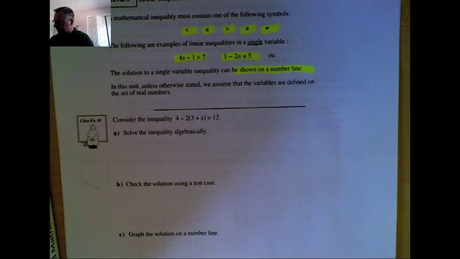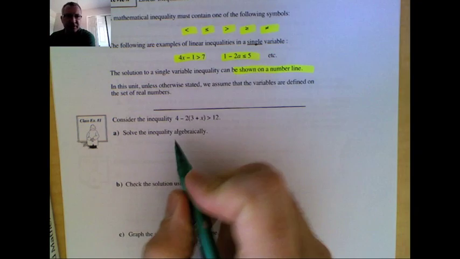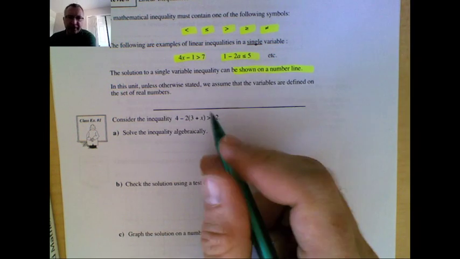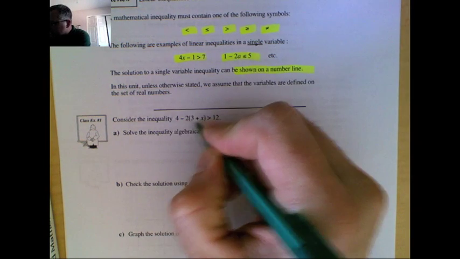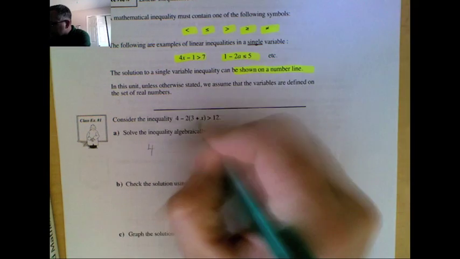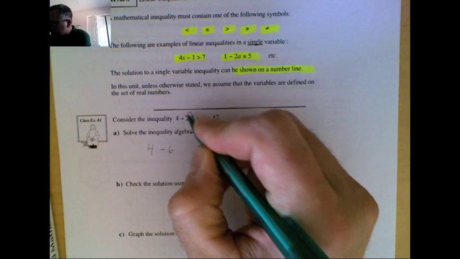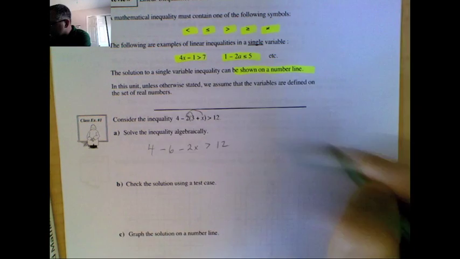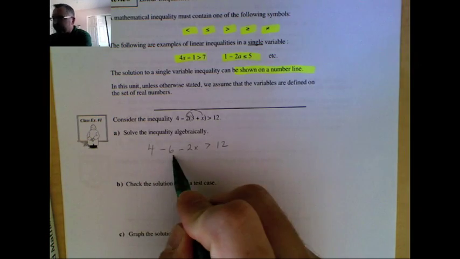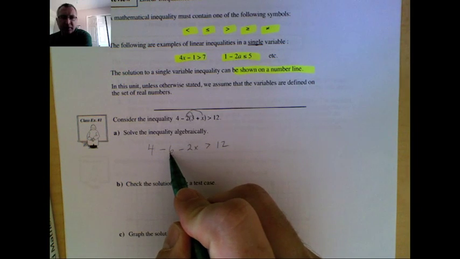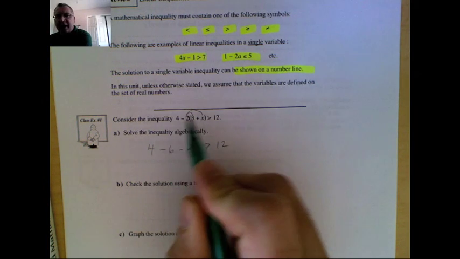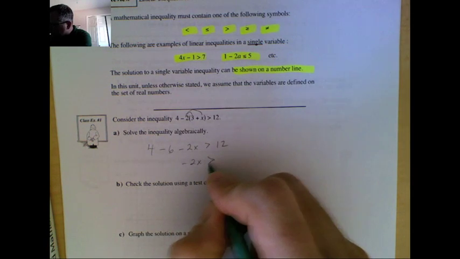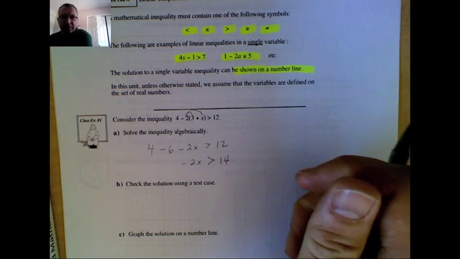So first thing we need to look at is it says solve the inequality algebraically. We actually have to solve this inequality for x. So the first thing we're going to do is expand this. Negative 2 times 3 gives us negative 6, and negative 2 times x gives us negative 2x is greater than 12. Now 4 minus 6 is negative 2. So when we take negative 2 and add it to the other side, we're going to be left with negative 2x is greater than or equal to 14.